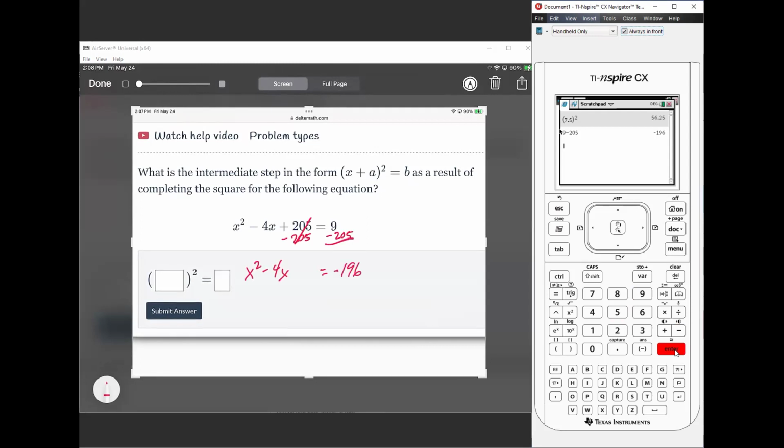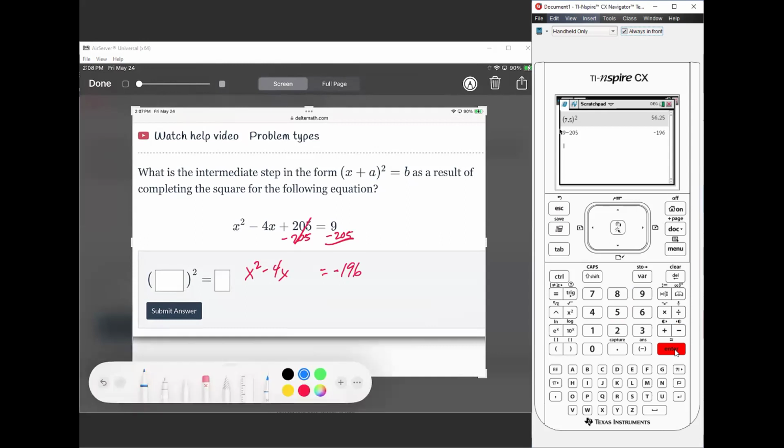So now I'm going to take the middle term, negative 4. I'm going to divide it in half, so that's going to be a negative 2. And then I'm going to square it. So that's going to be a positive 4.